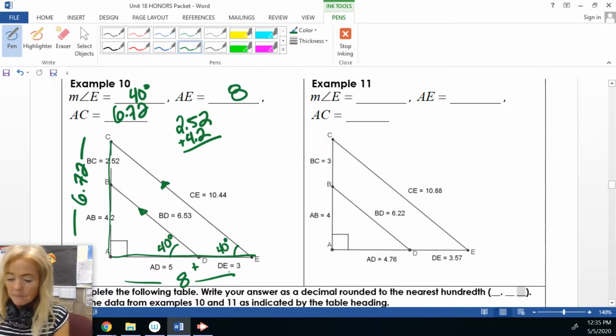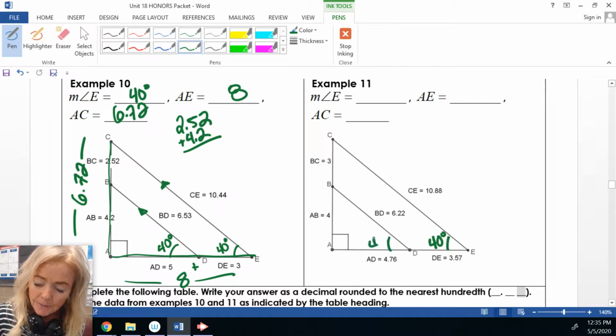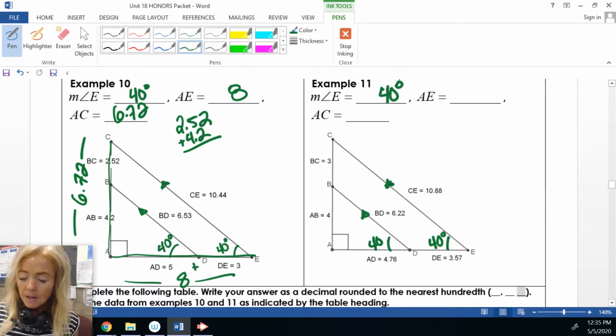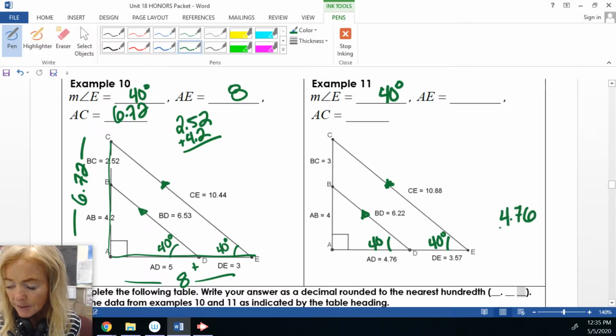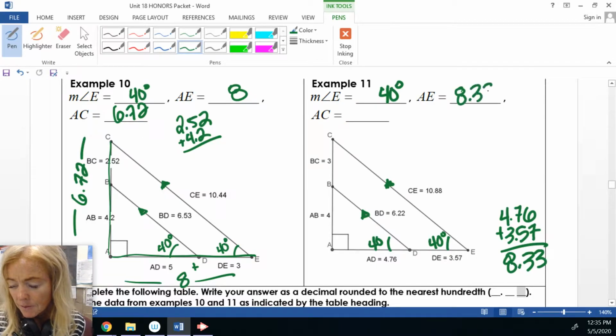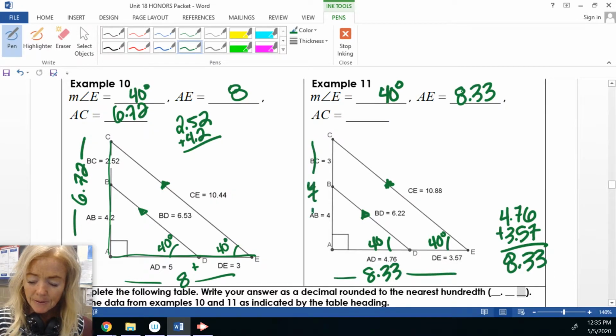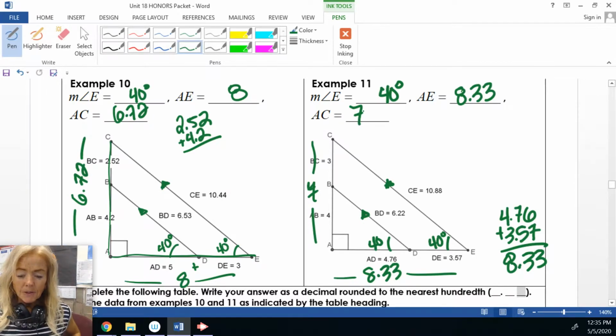Okay. And then next, the measure of angle E again is going to be 40 degrees because D was 40 degrees and these sides were parallel. And then AE, this bottom, is going to be 4.76 plus 3.57, and that is 8.33. And then the other side is 3 plus 4, which is 7. All right, so those are our measurements.